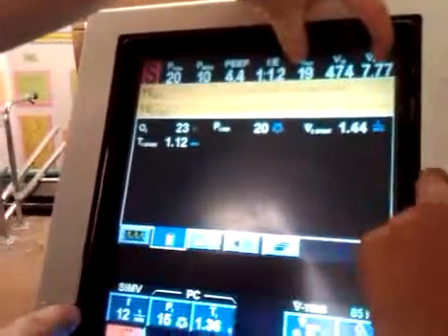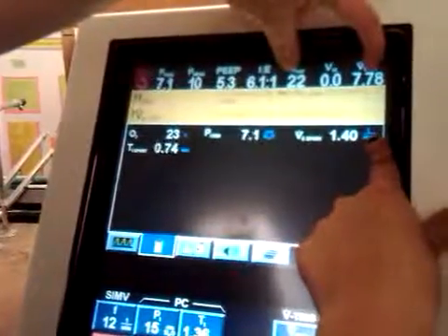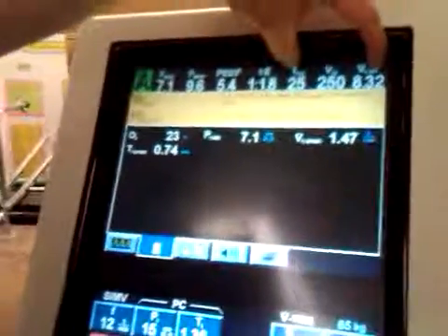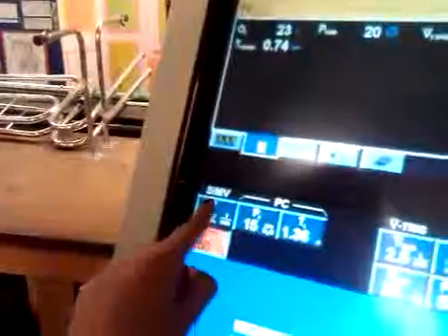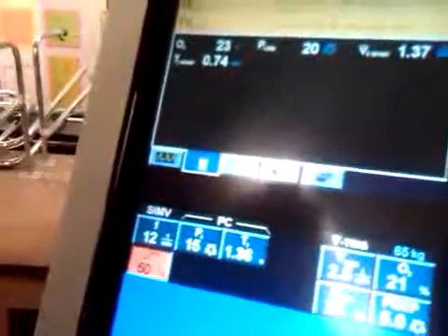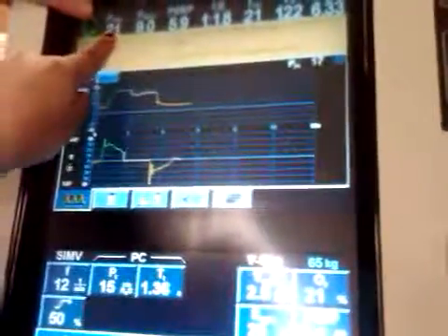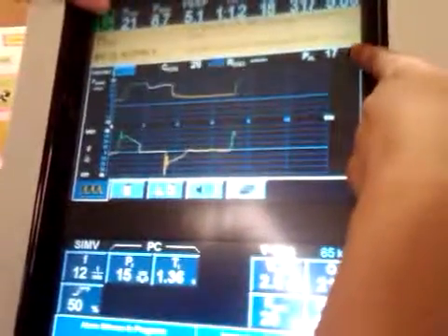When it's spontaneous, the number is 19, and 22 is 7.714. Then you get this for your mechanical respiratory rate. And then to get your inspiratory pause, hit the inspiratory pause to get your P1 and P2. There's a peak of 21 and a plateau of 17.